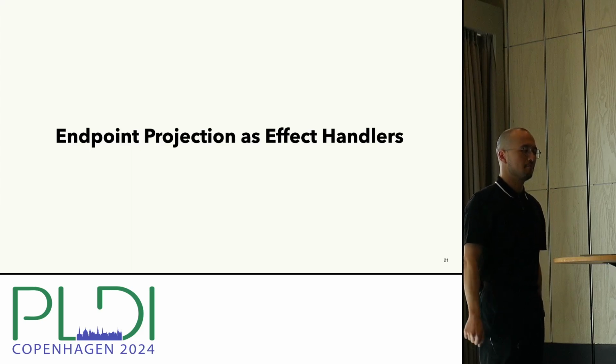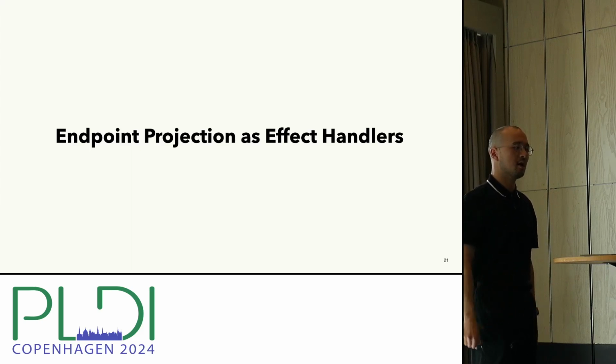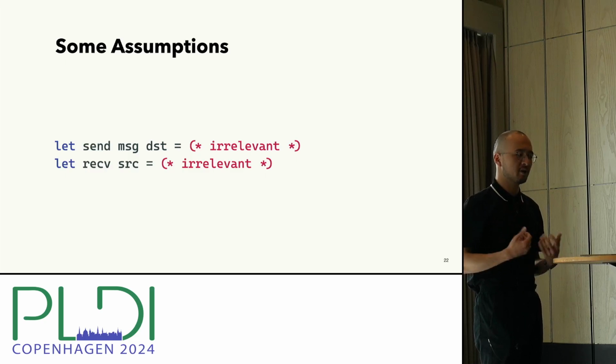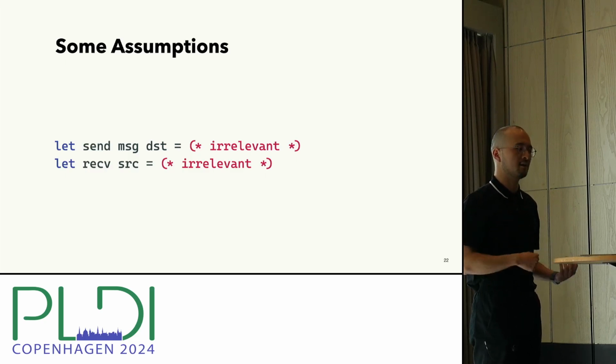OK, so our next job is to figure out how to define endpoint projection as effect handlers. So first, we will assume that there's a pair of functions send and receive for sending and receiving messages among locations. The exact implementation is irrelevant to our exposition.